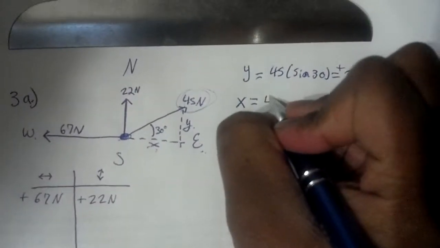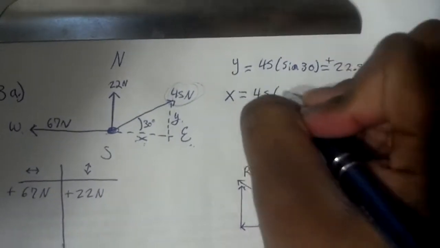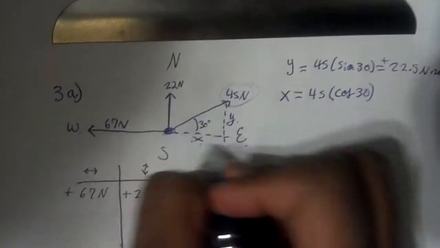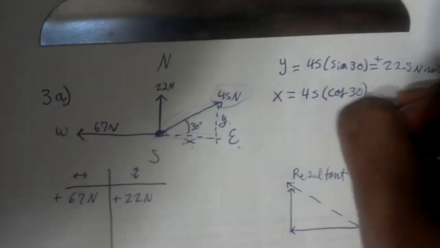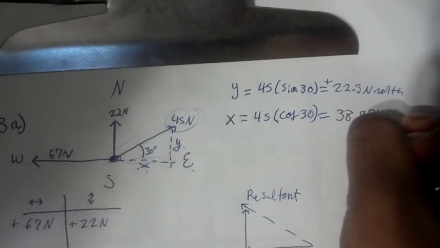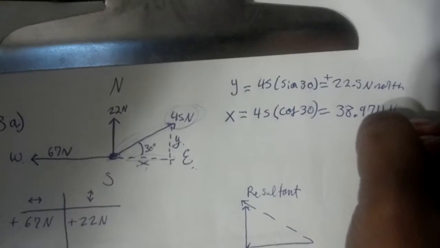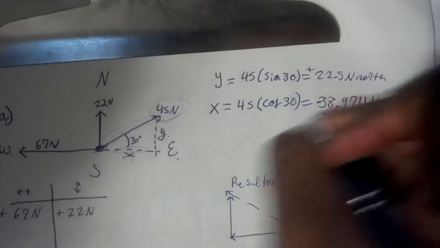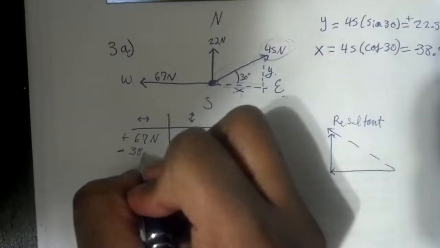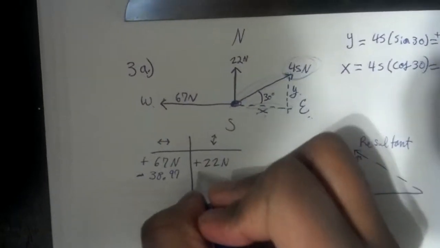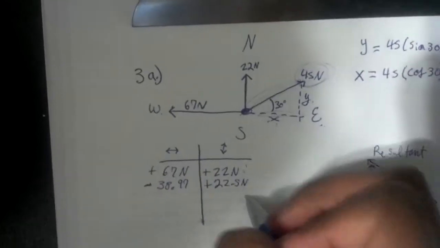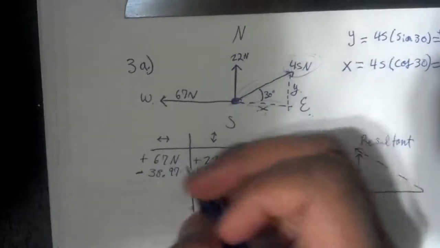Then we have 45 times the cosine of 30, since you have x, which is adjacent over hypotenuse, and that's going to give you 38.9711 newtons. But that's going to be east, which is going to be negative. So over here, we're going to minus 38.97, and we're going to add 22.5 newtons, because this is north and north, and this is east versus west.